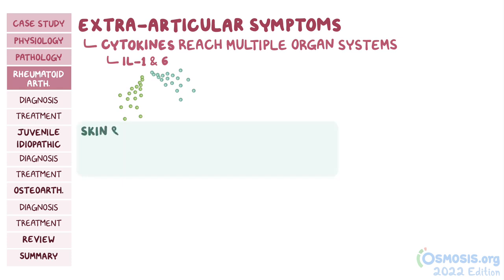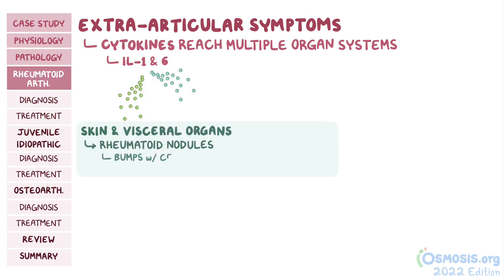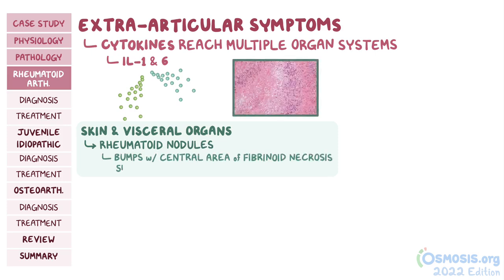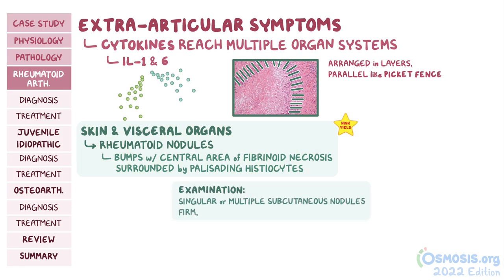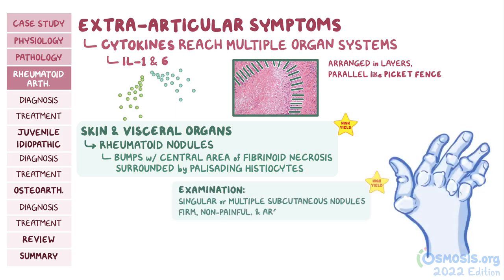Now, in the skin, as well as in many visceral organs, the inflammatory cytokines lead to the formation of rheumatoid nodules, which are bumps with a central area of fibrinoid necrosis that's surrounded by palisading histiocytes, a type of macrophage. Palisading means the cells are arranged in layers around the necrotic area, parallel with each other, almost like a picket fence. On examination, these are seen as singular or multiple subcutaneous nodules that are firm to the touch, non-painful, and distributed around the affected joint.